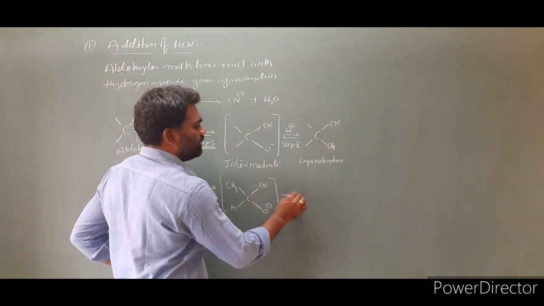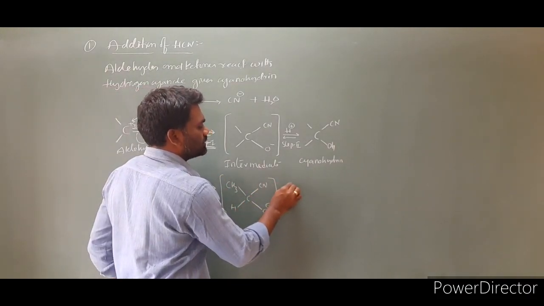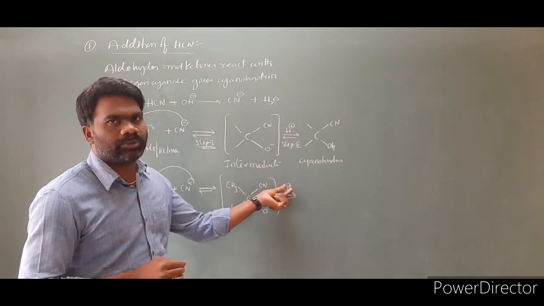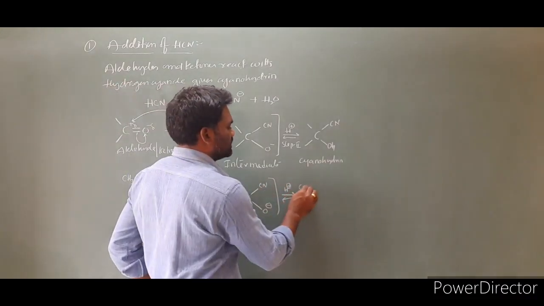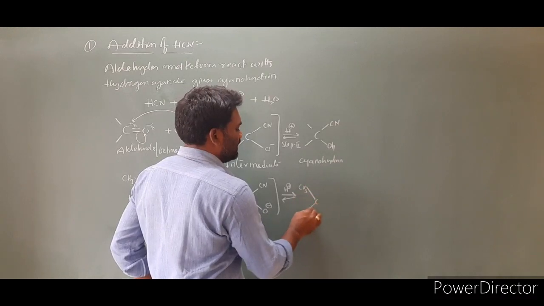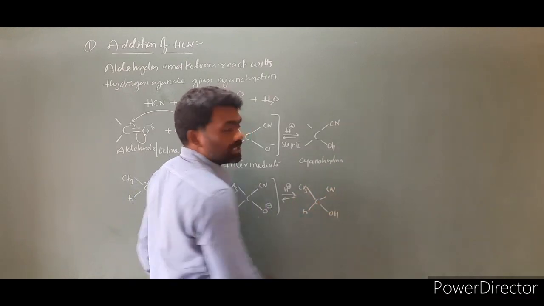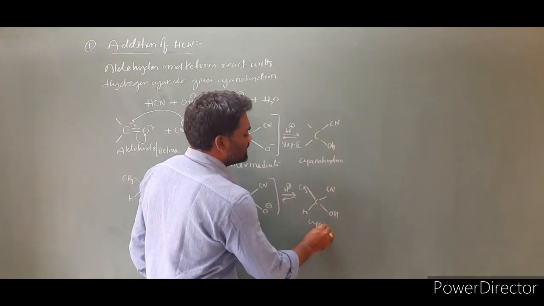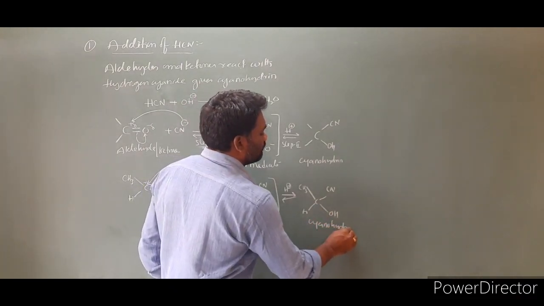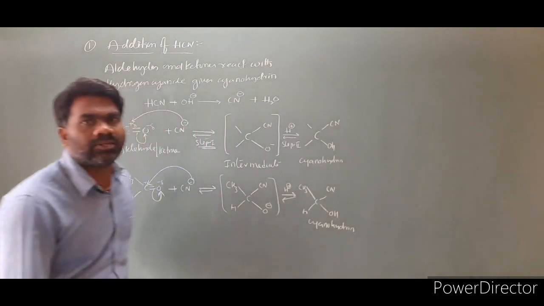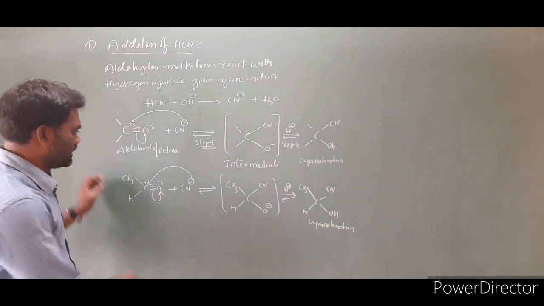What will this intermediate do? It captures the proton from the reaction medium. So this O minus will take this proton, converting into cyanohydrin. So CH3, CH, this is CN, this is OH. This is a cyanohydrin.